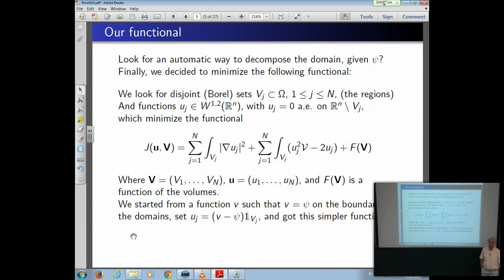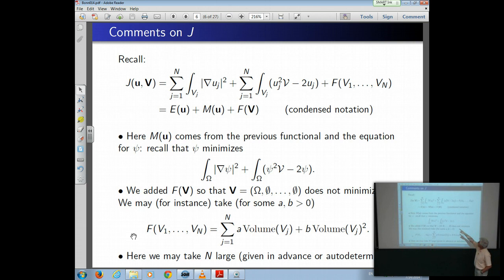Minus 2uj corresponds to, okay. Here is the functional, same functional here. So again, m of u is this second part here. And for instance, if you look at the landscape function, it minimizes this functional here. So this part here is coming from the fact that you took, for instance, Laplacian equal to minus 1 instead of 0, okay? It comes from a landscape function.